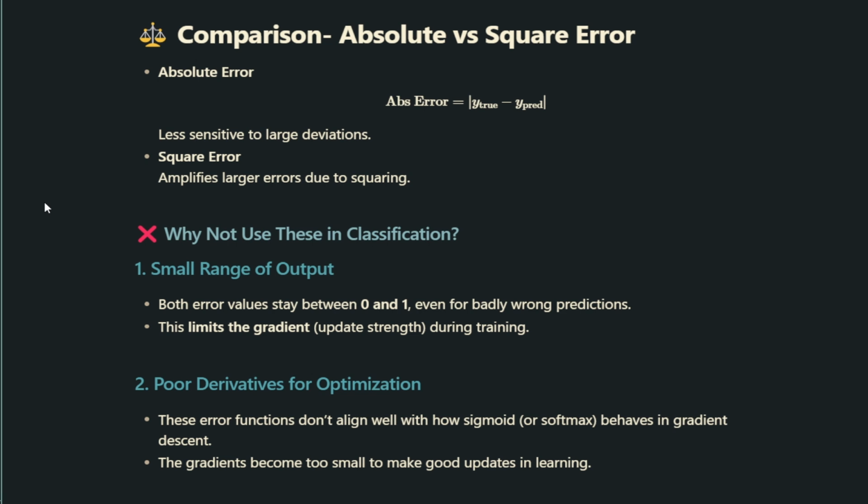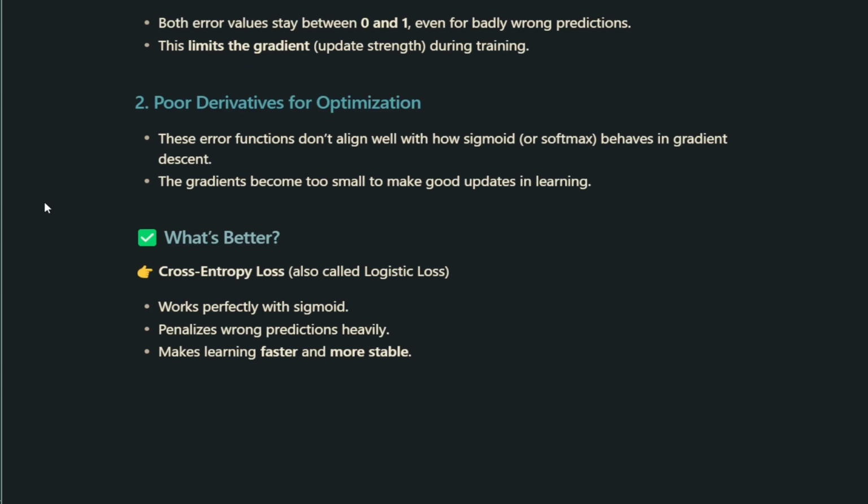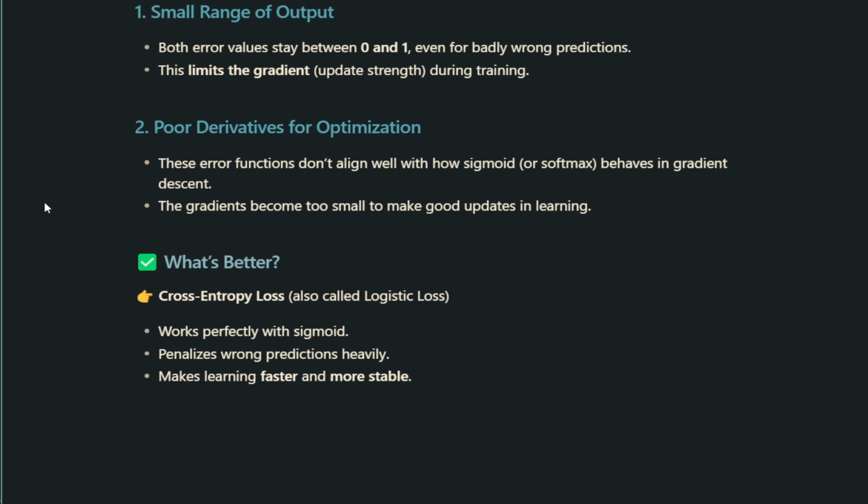But here's the problem. Neither of these error functions are very good for classification tasks. Why? First, the output range is very small. Even for badly wrong predictions, the error still stays between 0 and 1. That means the gradient or the update signal for training is very weak. Second, these functions don't work well with the sigmoid or softmax functions that we use in classification. The derivatives become too small, which makes learning very slow or unstable.